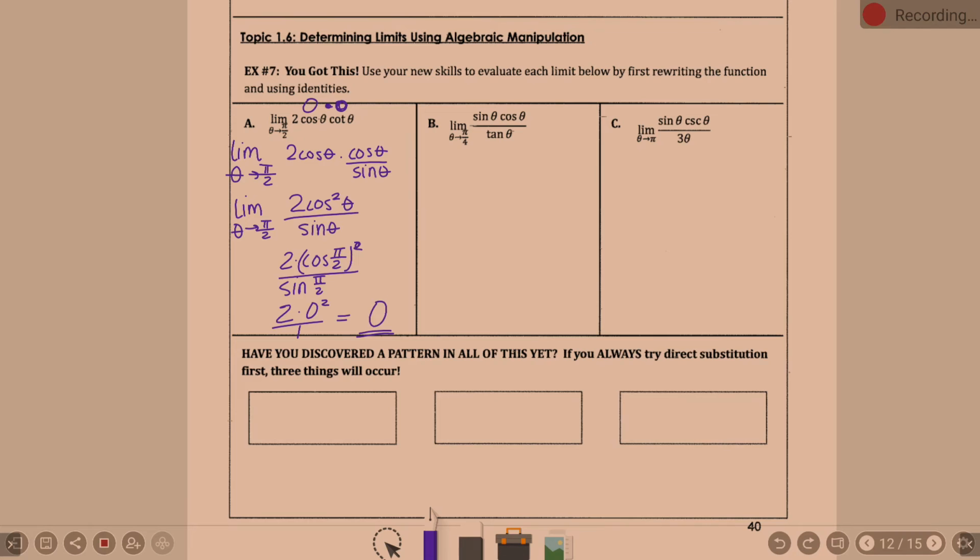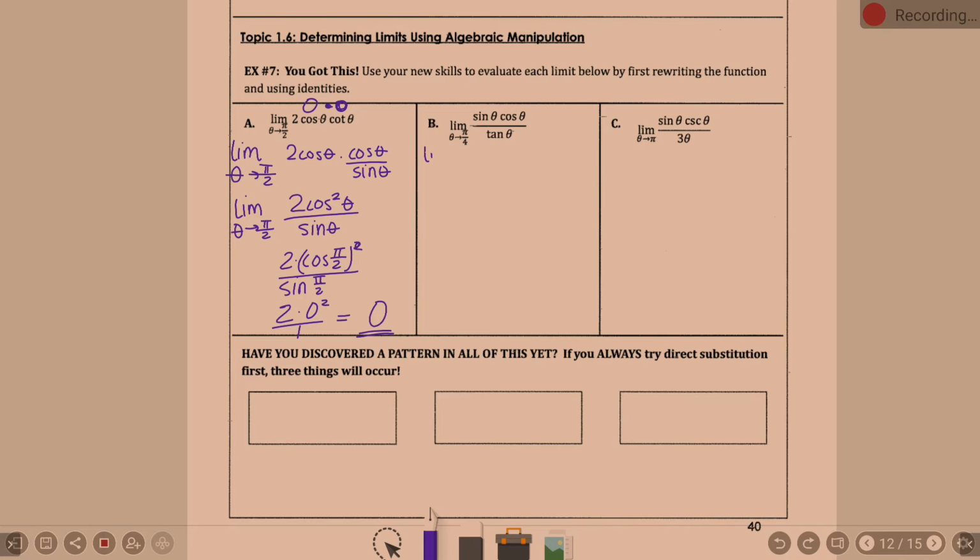Next one. Sine over cosine over tangent. Tangent is sine over cosine, and that's what I would go with. This one you could work as is, I think. It's just going to clean it up a little bit, is the point here. You can cancel out sines, because you'll be able to do some canceling.